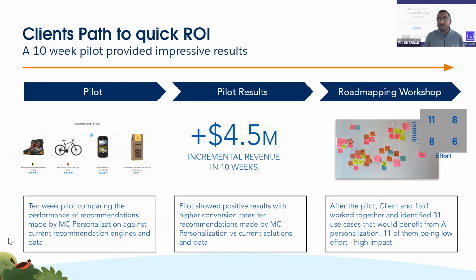If we go back to that matrix, they went after the top left first. But obviously there's more to that. There's the top right, where it's a little bit more complexity, but still perceived high business value. And in parallel, they went after those as well. And so they continue to push out use cases.